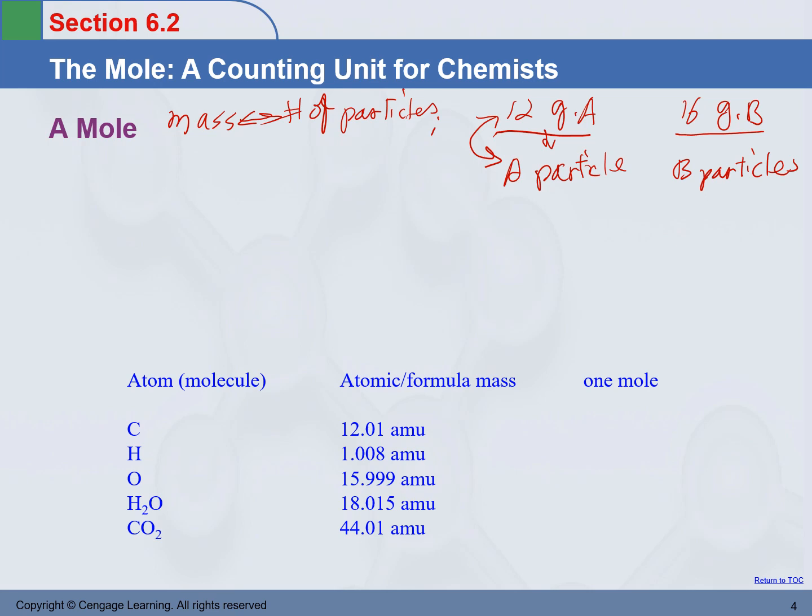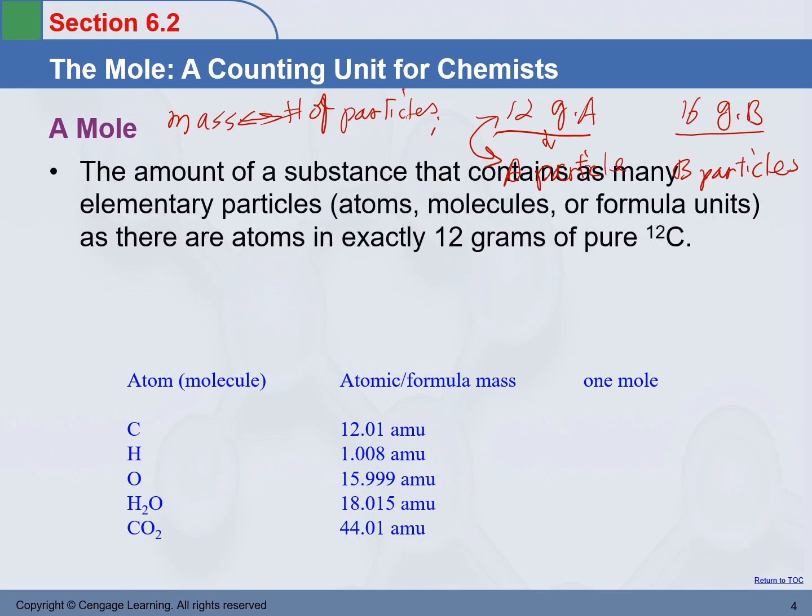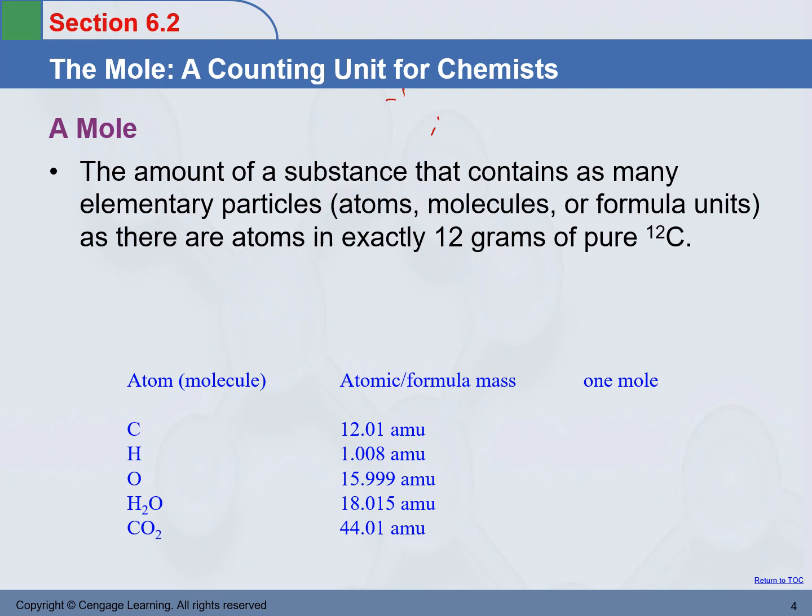Here we go. The definition of a mole. What is it? A mole is the amount of a substance that contains as many elementary particles. Elementary particles could be atoms, molecules, ions, formula units. So the amount of a substance that contains as many elementary particles as there are atoms in 12 grams of carbon-12. So this definition is telling you the number of atoms in 12 grams of carbon-12 is defined as 1 mole.